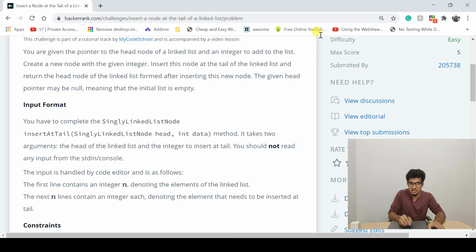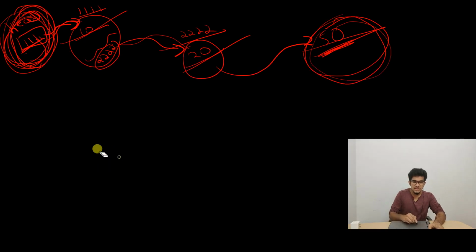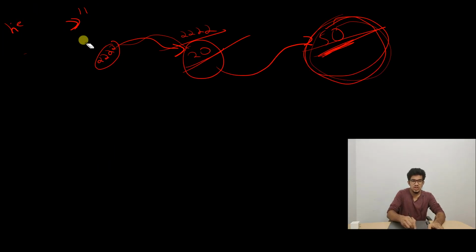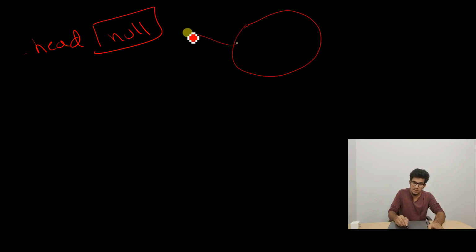Insert this node at the tail of the linked list and return the head node of the linked list formed after inserting this new node. The given head pointer may be null, meaning that the initial list is empty. Imagine there is no node at all. If there are two nodes, you know how to add at the end. But what if your initial head is empty, if it is null, not pointing to anything? In that case, the new node is the first node only.